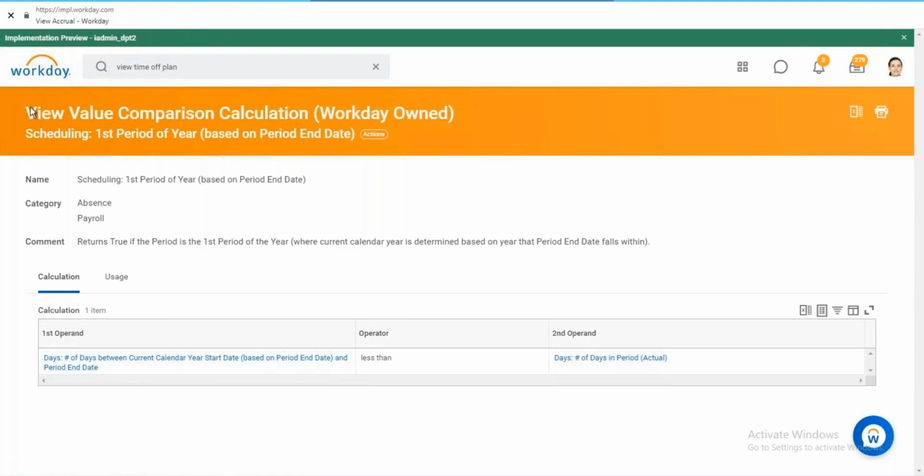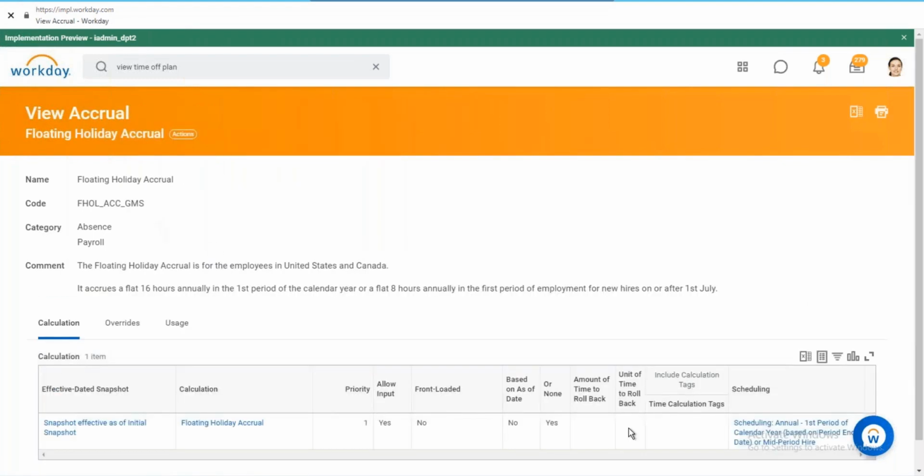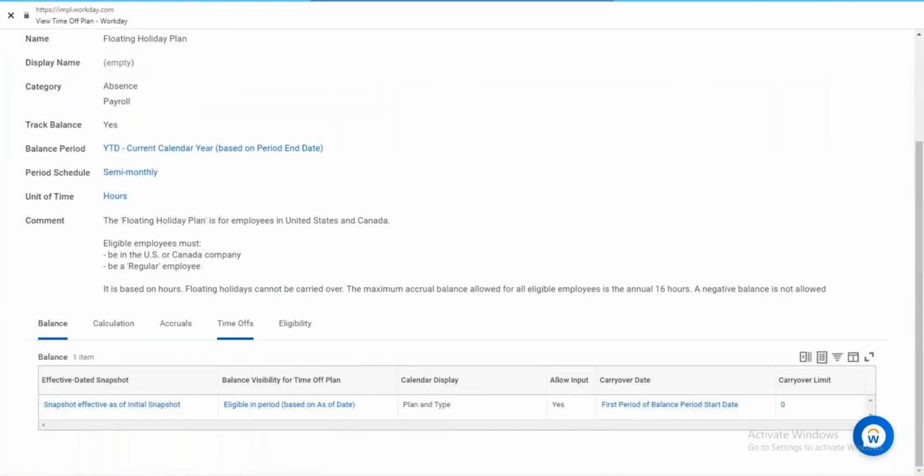The first period for that employee. Okay. The first period for that employee. It states that. All right. That is the snapshot. Okay. Time off. It is very simple.